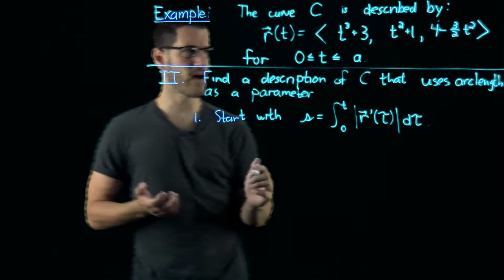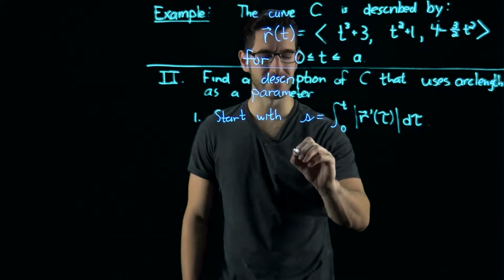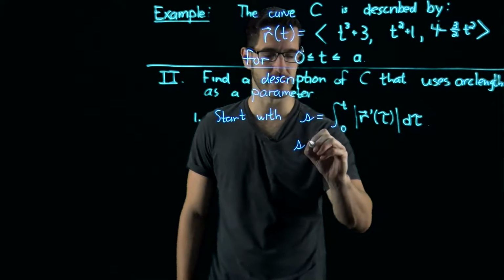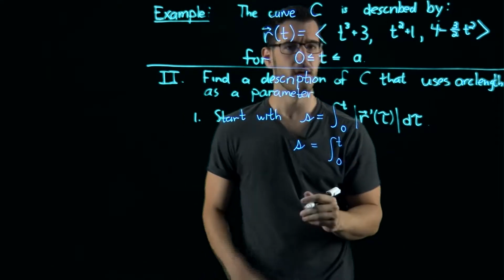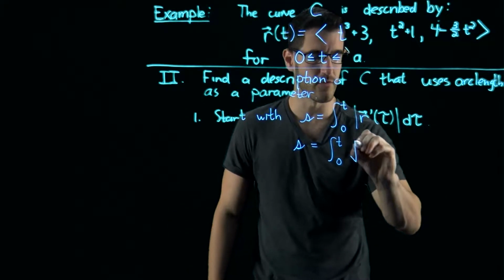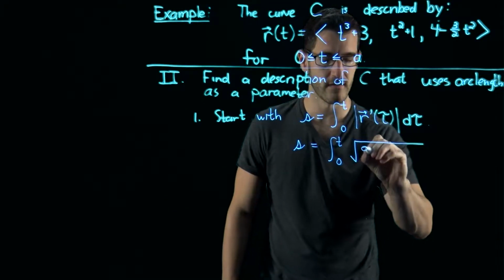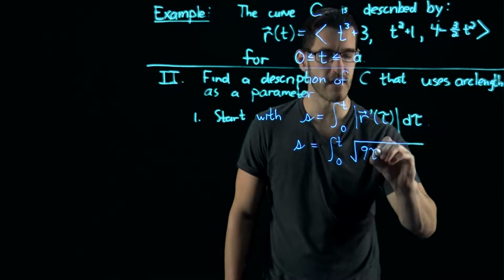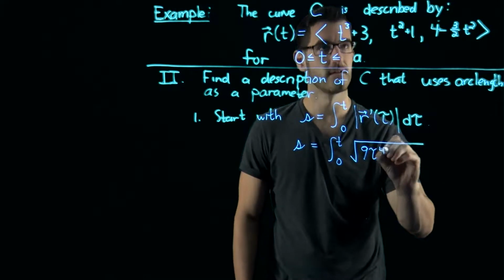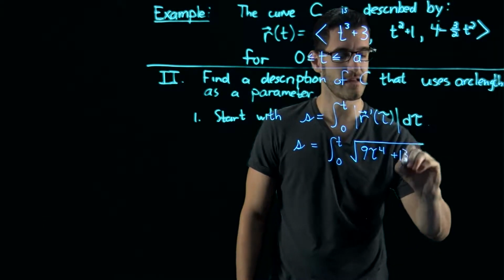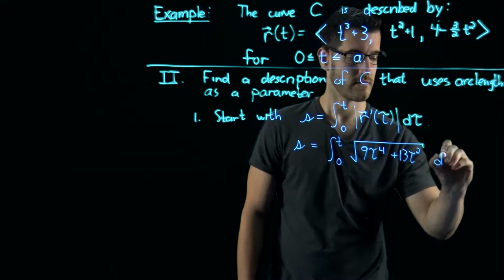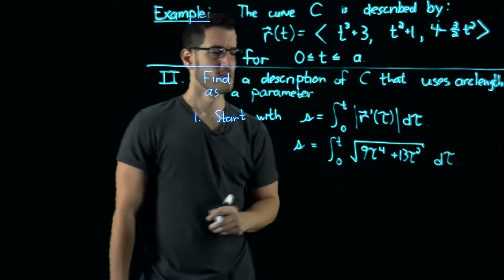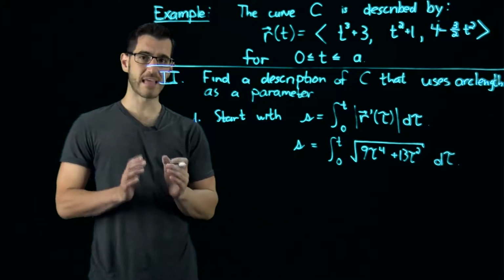And remember, we found in the last part of the problem exactly what that magnitude is. So this s here is just going to be the integral from 0 to t. And now I'm going to use that expression from before, which was the square root of 9, now instead of a t, I'm going to replace that t with tau, plus 13 tau squared, d tau. So this relates s and t.